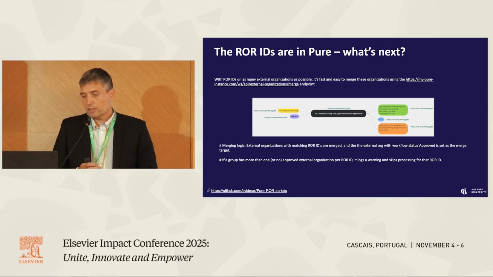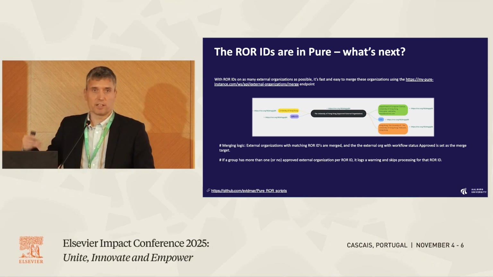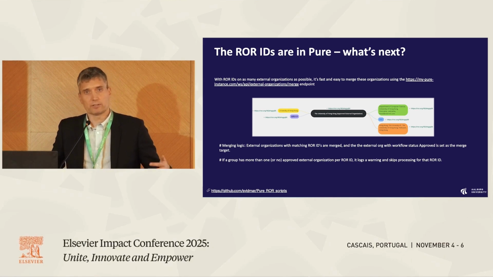There is a merging logic set up where the target organization is the one with workflow status approved, and then all the other external organizations are merged into that target. There's also some logic built in that if a group has more than one approved organization, it skips that one and locks it, so you don't accidentally merge things that you shouldn't have.